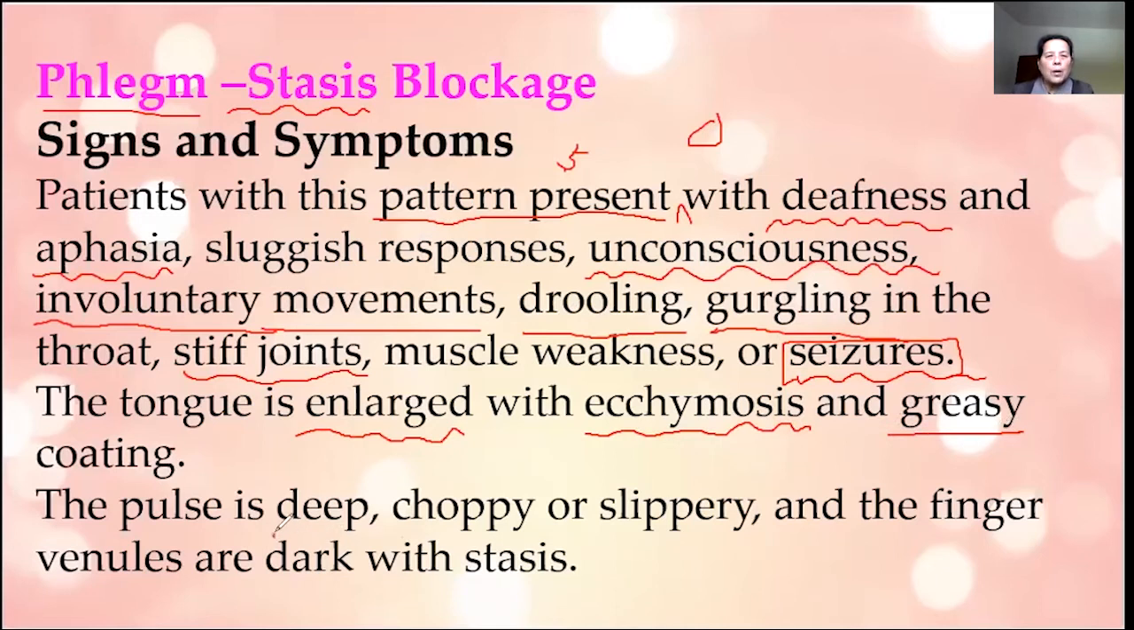The pulse is deep, meaning internal disorder. A choppy pulse usually comes from blood stasis, and a slippery pulse usually comes from phlegm. The finger vein is dark, dark red or purple. Stasis means it is not easy to see clearly, meaning it has a darker coloring. So that is the most severe kind of disorder within the five slow and five weak.